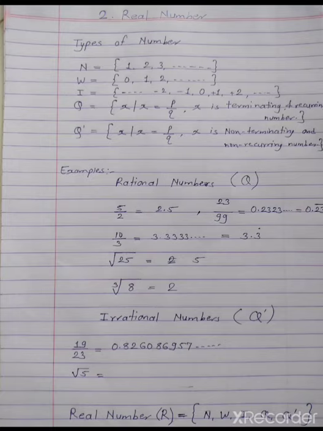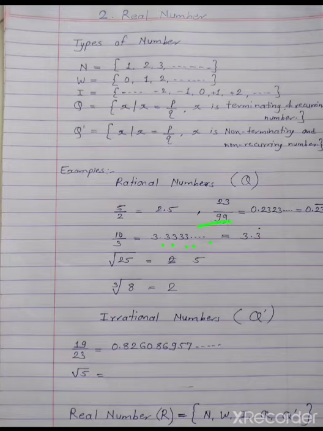Again, if you solve 10 by 3, we will get the number 3.333 and so on. This is non-terminating, but it is a recurring number. We can represent it by using a dot on 3. Here we use only one dot because only one number is repeated after the decimal point.